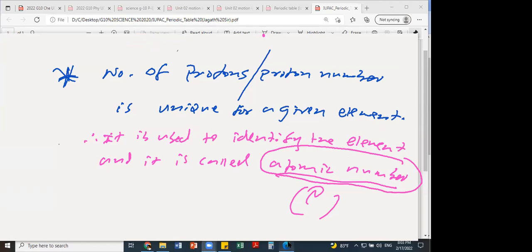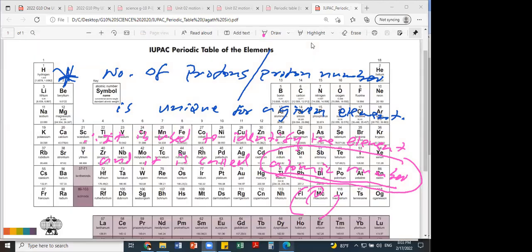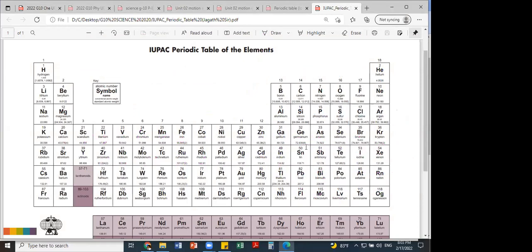Look at the screen here. Let's see the jewelries. Silver has 47 protons, Ag. This is the jewelry group. Gold, atomic number 79, symbol Au. Then platinum, Pt, atomic number 78. So the jewelries are very close to each other in the periodic table.